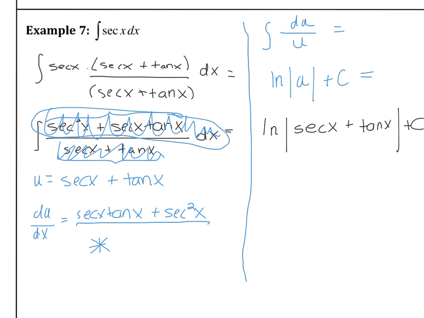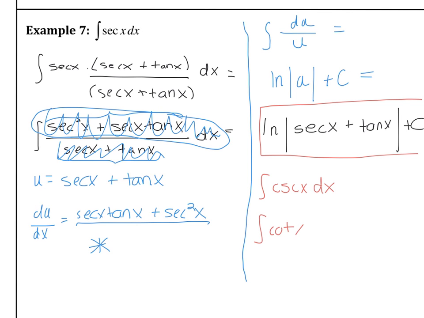So this is another one that you're going to want to put in the gold sheet. In fact, you should be able to fill in now antiderivatives for all 6 fundamental trigonometric functions. You should have antiderivatives for sine, cosine, tangent, secant. You can do similar proofs to figure out the antiderivative of cosecant x dx and the antiderivative of cotangent x dx.